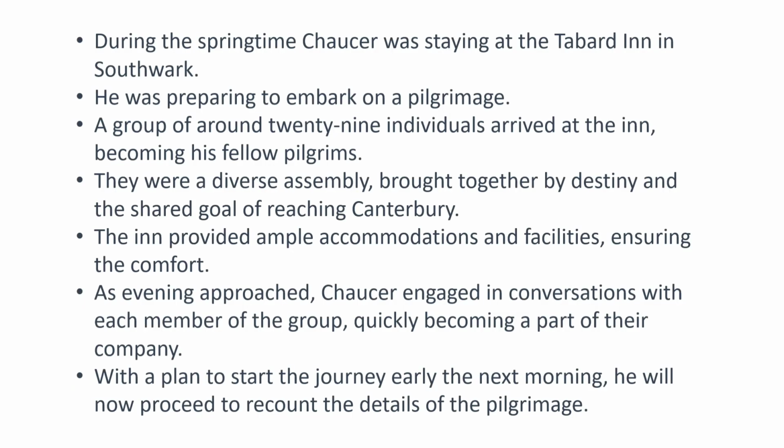Here is the short summary. During the springtime, Chaucer was staying at the Tavern at Southwark. He was preparing to embark on a pilgrimage. A group of around 29 individuals arrived at that inn. So basically, if you question why I am saying 29, it is because it is not clear. There also it is written around 29, but the characters they were given is 30. So that is why I am mentioning around 29.